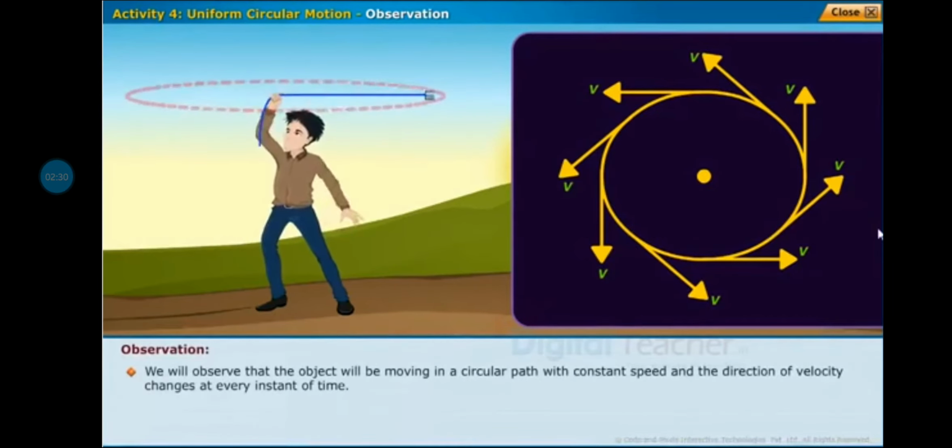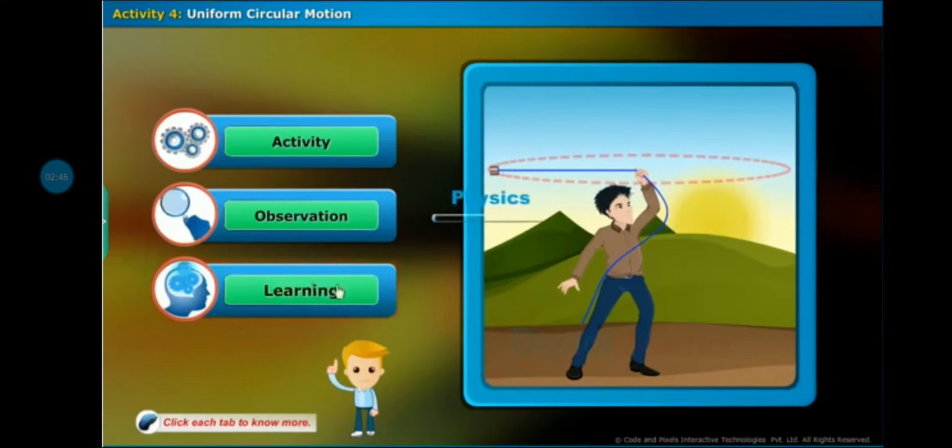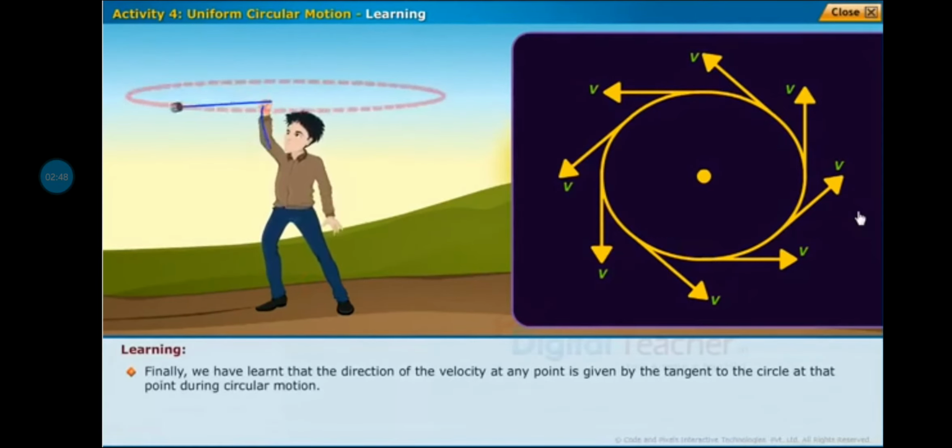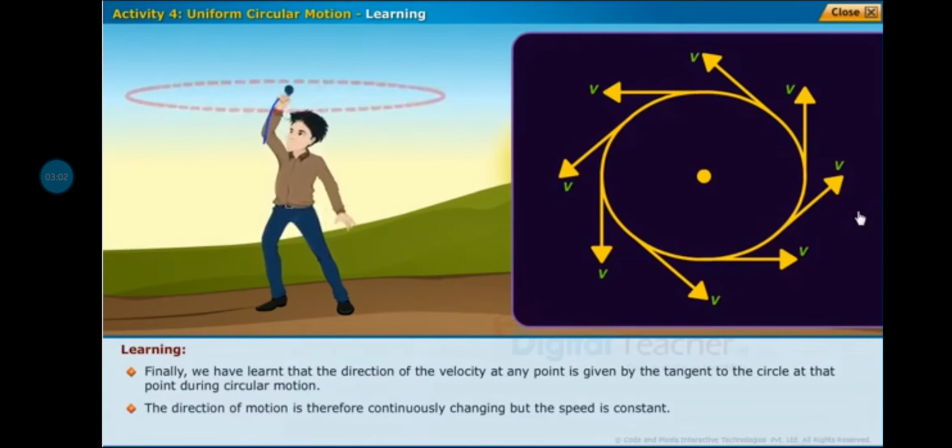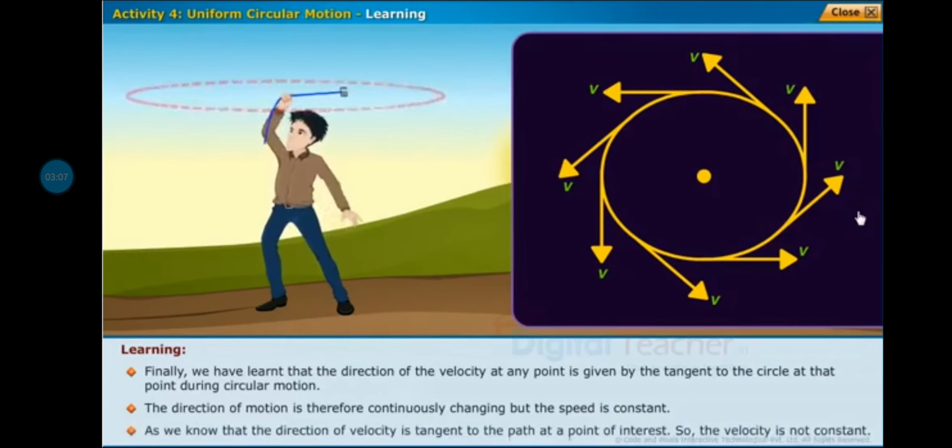What have we observed? We will observe that the object moves in a circular path with constant speed, and the direction of velocity changes at every instant of time, as you can see in the graph. We learn from this activity that the direction of the velocity at any point is given by the tangent to the circle at that point during circular motion. As you can see, every time the direction is changing. The direction of motion is therefore continuously changing, but the speed is constant.